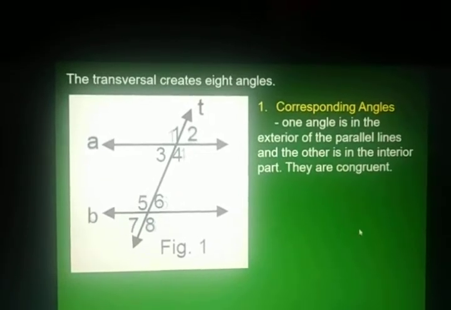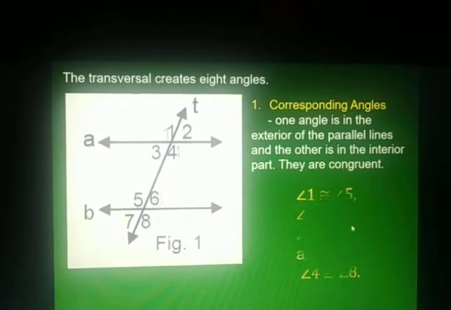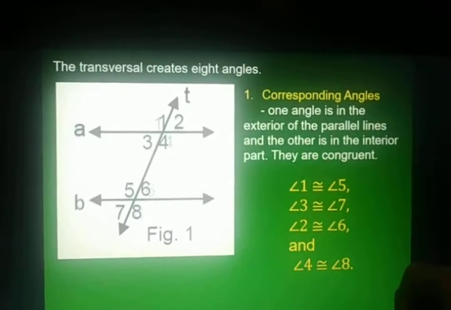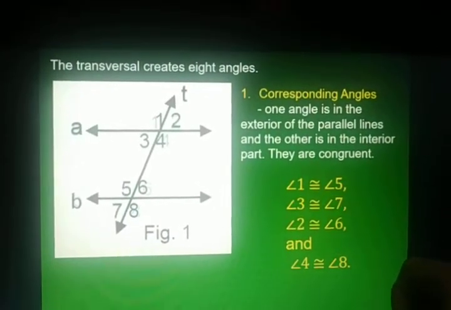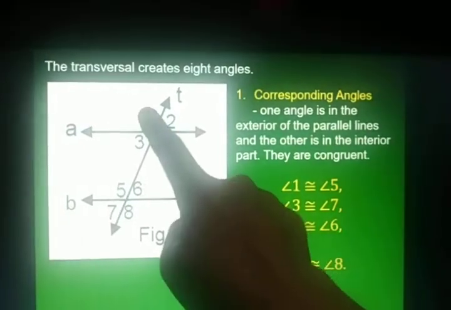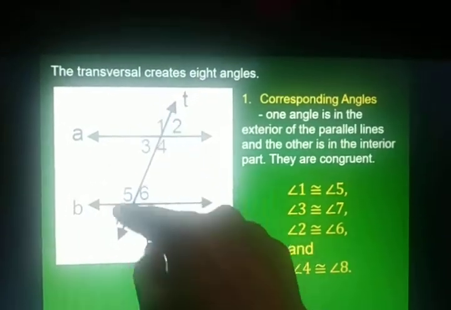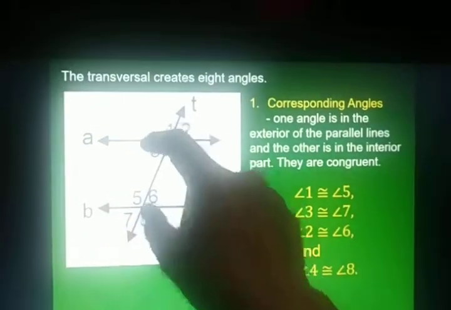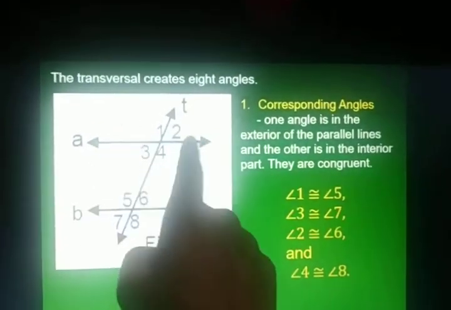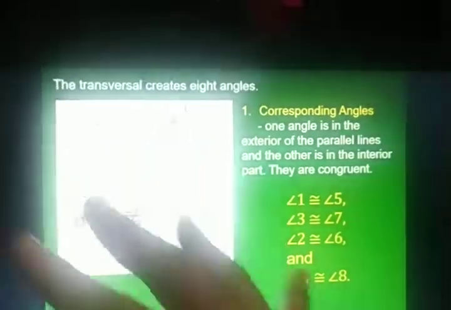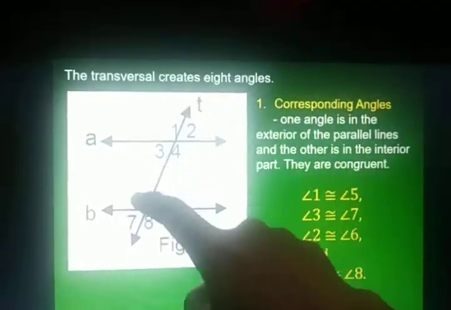Okay, so here are the corresponding angles. We have angle 1 and angle 5. They are congruent. When we say congruent, it means equal. Angle 1 and angle 5. Class, angle 1 is an exterior angle. Angle 5 is interior, inside, right? And angle 1 is above the parallel line, and angle 5 is also above. They have the same position in relation to the parallel lines, but one is exterior, the other interior.